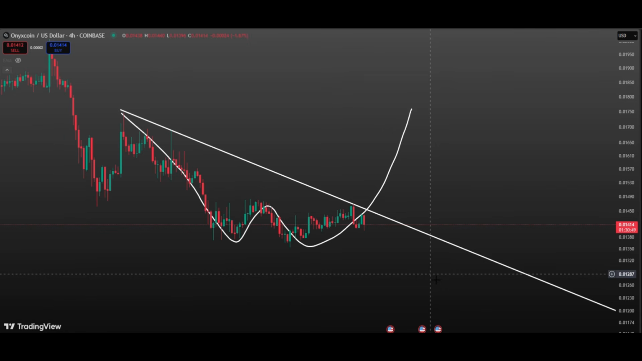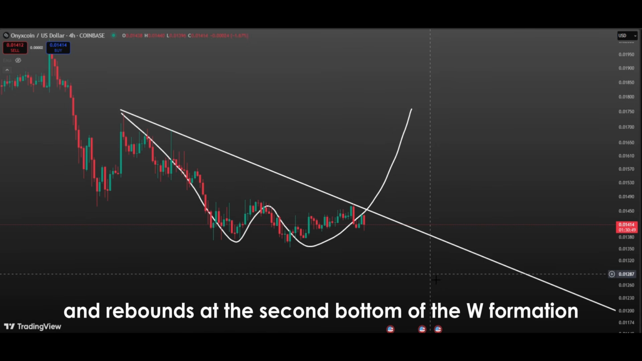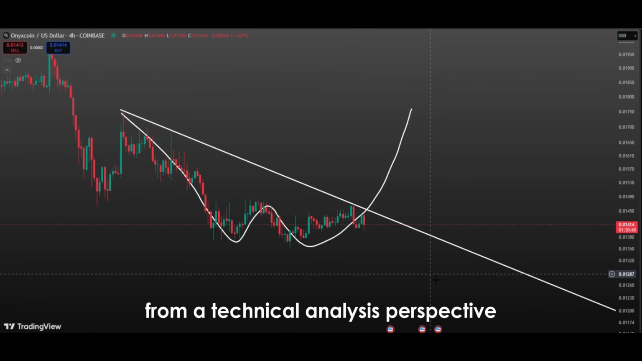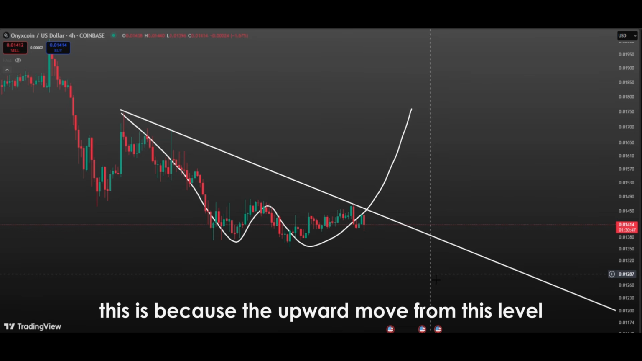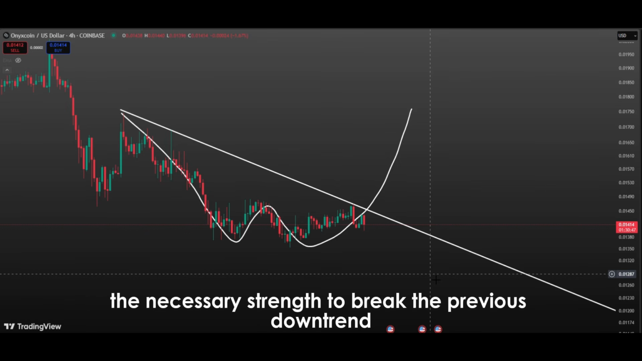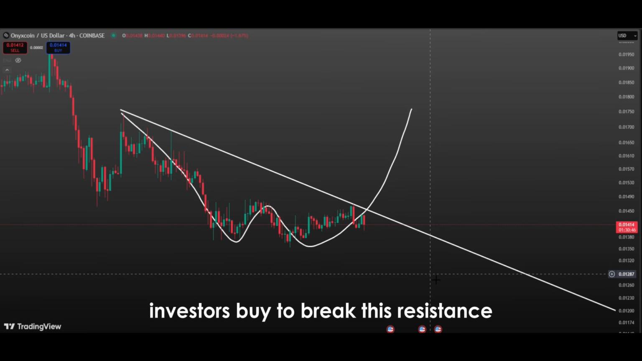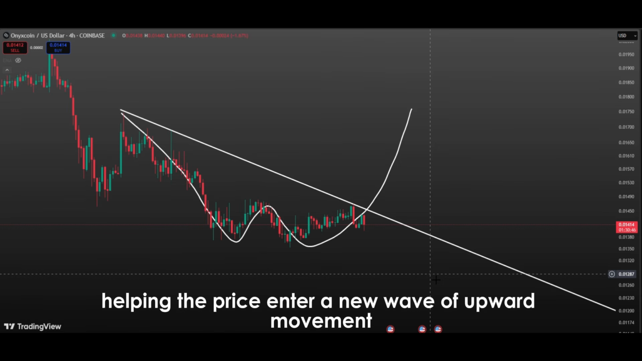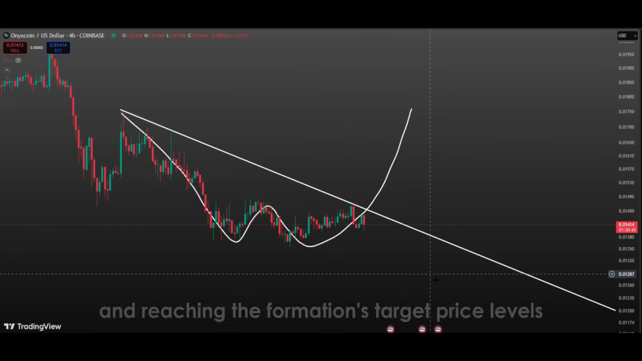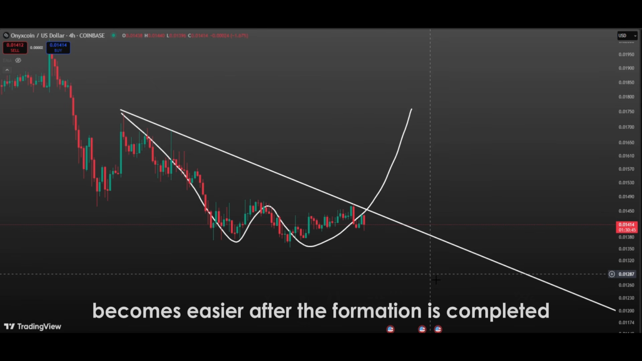When the price finds support and rebounds at the second bottom of the W formation, it also brings with it an important resistance area from a technical analysis perspective. This is because the upward move from this level often provides the necessary strength to break the previous downtrend. Investors buy to break this resistance, helping the price enter a new wave of upward movement. If resistance is broken, the price can rise rapidly, and reaching the formation's target price levels becomes easier.